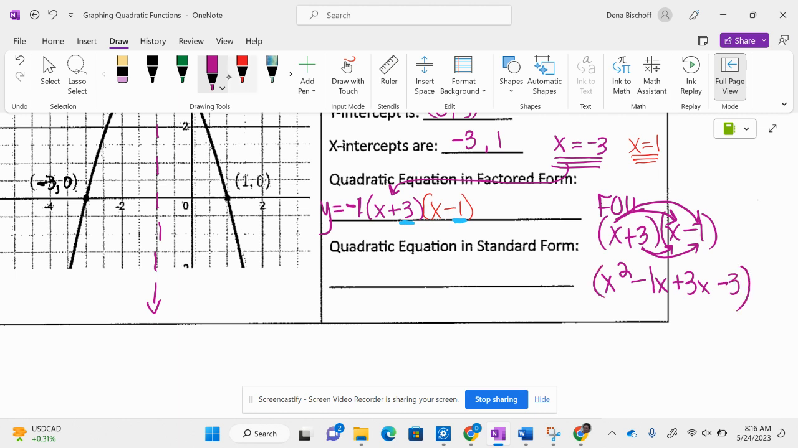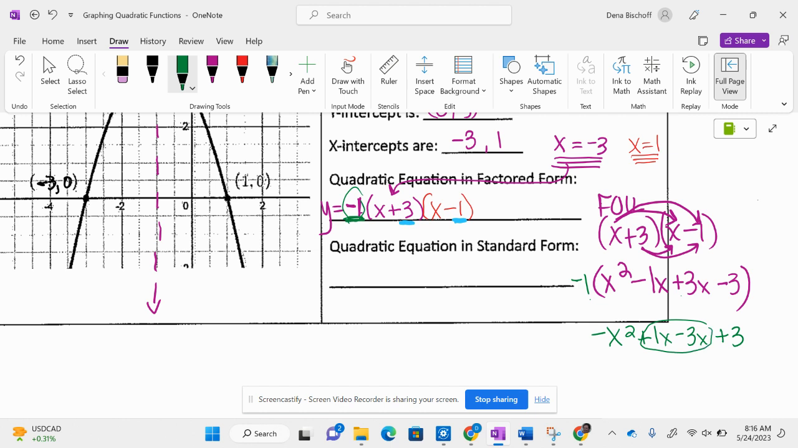And then what do I have outside of all of this? A negative 1. So I'm going to have to multiply everything by a negative 1, and I'm going to do it right now. Negative 1 times x squared gives me negative x squared. A negative 1 times a negative 1 gives me a positive 1x. A negative 1 times a positive 3 gives me a negative 3x, and a negative 1 times a negative 3 gives me a positive 3.